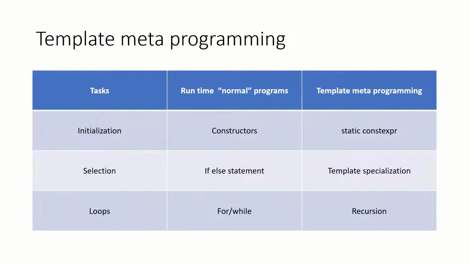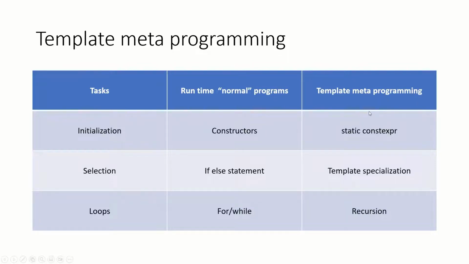Any program we write in any programming language uses one of these three tasks. We initialize variables or objects, we select branches, and we do loops. In normal programs, we achieve these tasks by these techniques. Initialization, we achieve by means of constructors. Selection, we achieve by means of if-else statements. Loops, by means of for or while.